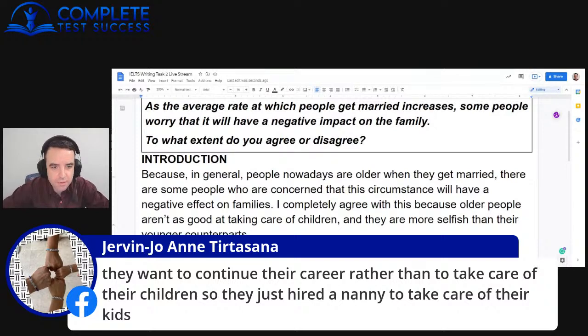Chervin, they want to continue their career rather than take care of their children, so they just hired a nanny to take care of their kids. Good. Yeah, so their career is more important to them, whereas young people are not as invested in their careers when they have their children. Perfect.